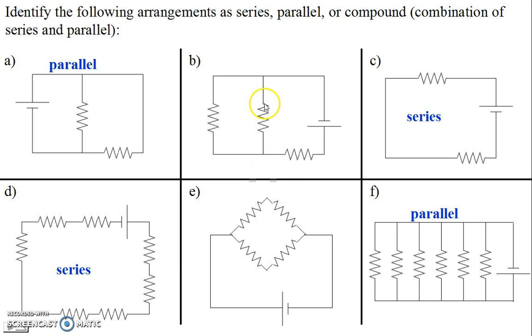But the fact that it can split up and go through either one of these sounds like parallel, right? If I take this one out, will this one still work? Well, yeah, as long as this one's there. So that sounds like compound. This is our first example of a combination of series and parallel.